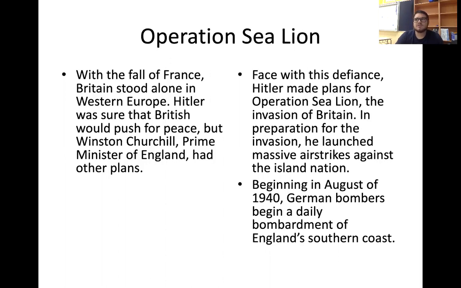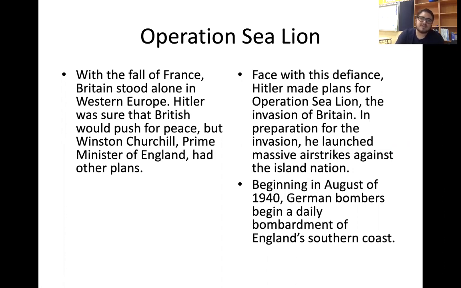So Hitler's going to assume that Britain is going to continue the act of appeasement. He thinks that they're going to continue to say, hey, leave us alone and you can do whatever you want, right? That's what the old Prime Minister of England, Neville Chamberlain, was doing. But the new Prime Minister of England, Winston Churchill, had other plans.